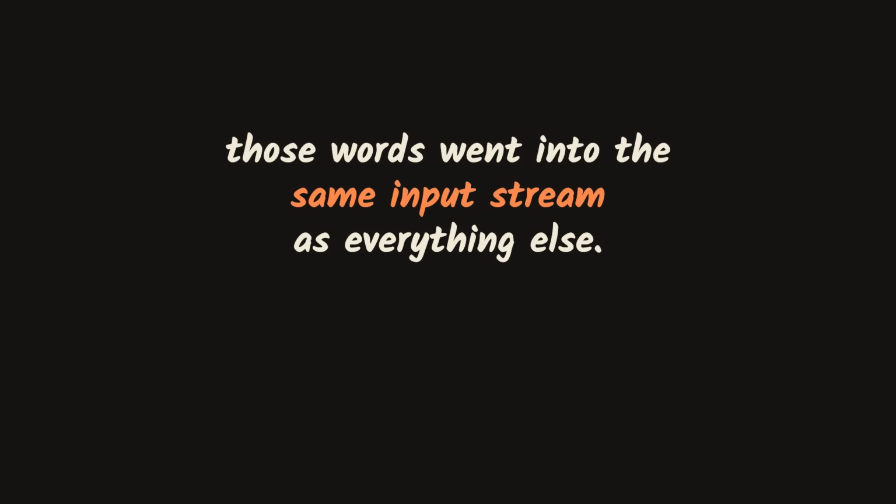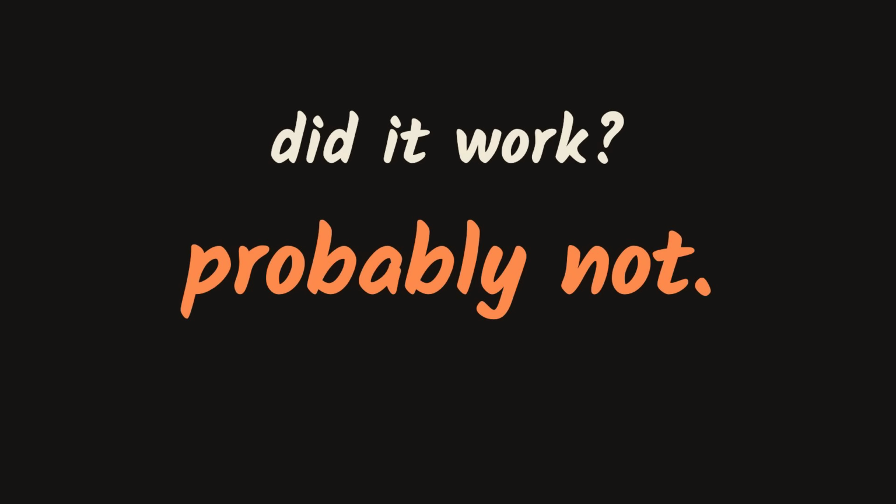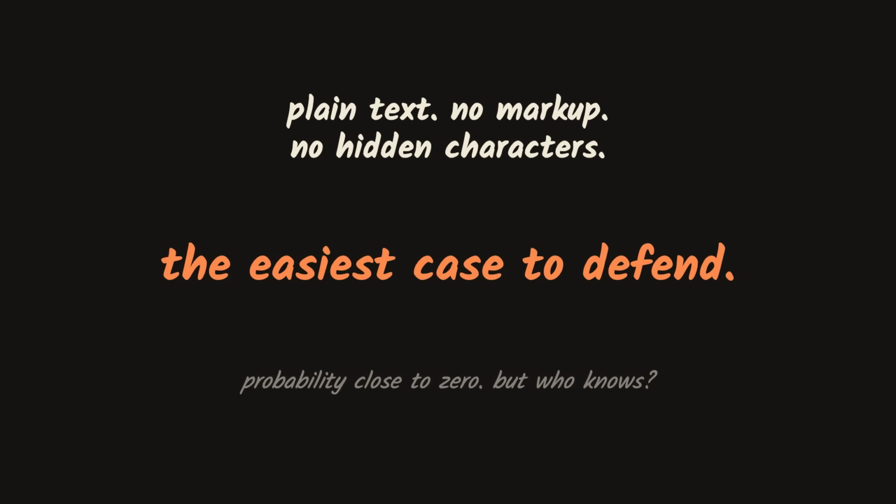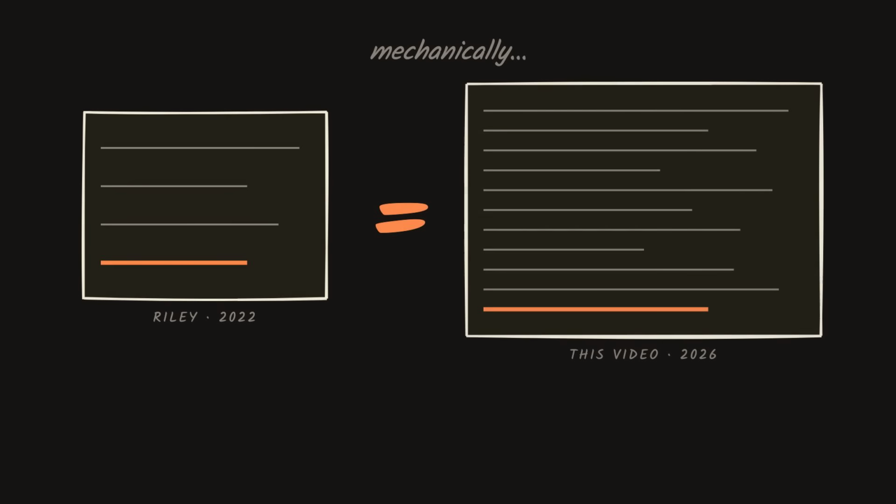If YouTube is using an LLM to evaluate content, those words I just read went into the same input stream as everything else. The model has no architectural way to separate my genuine explanation from my attempt to game it. Same mechanism. Now, did it work? Probably not. This is a transcript. Plain text, no markup, no hidden characters. It's about the easiest case to defend against. I bet the probability is close to 0. But who knows? Mechanically speaking, it's not absolutely zero. The vulnerability is the same shape.